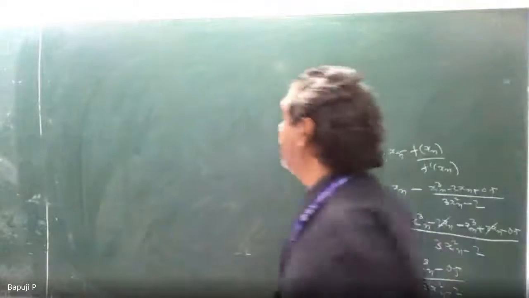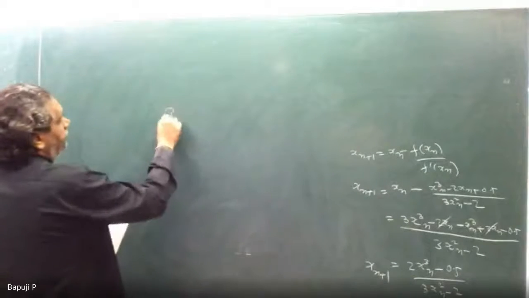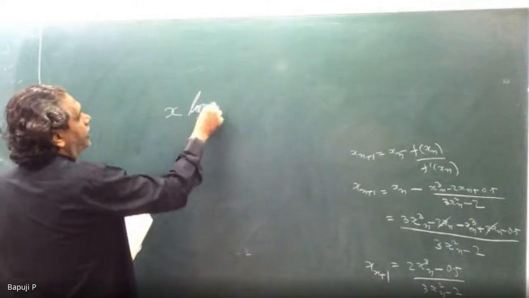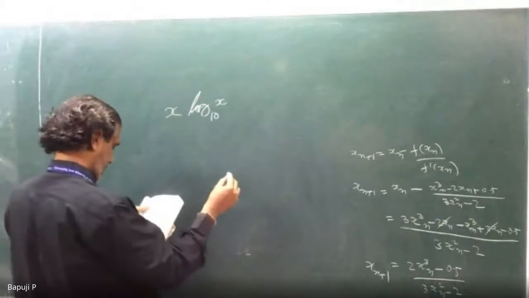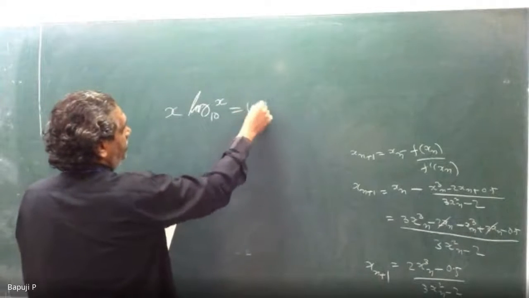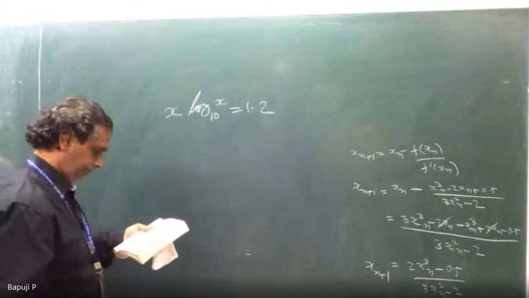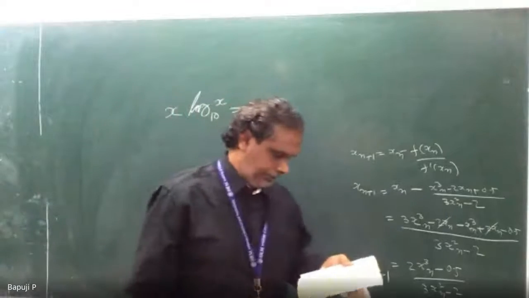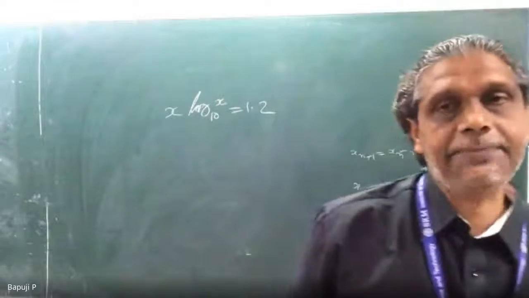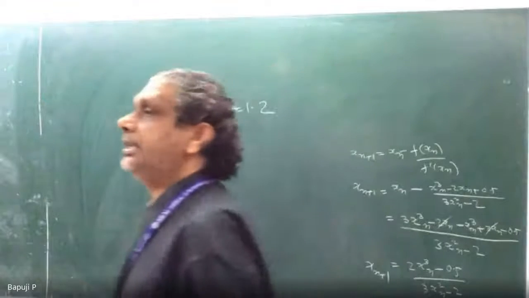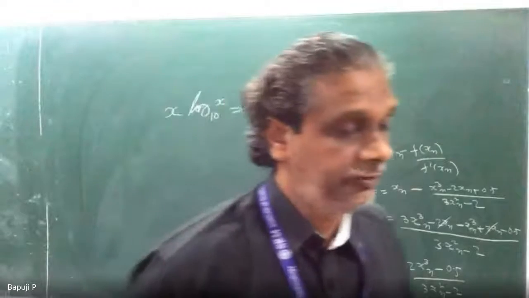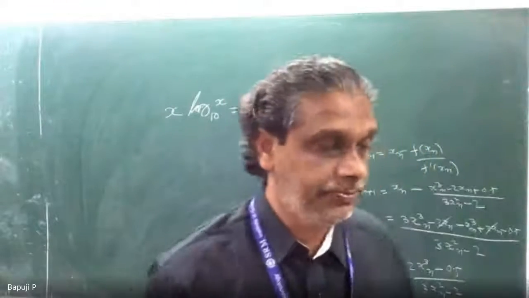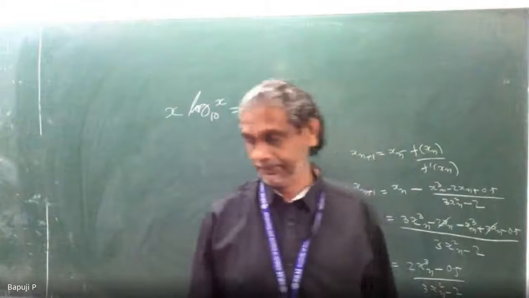Okay. Compute the real root of x log base 10 x equal to 1, correct it to 3 decimal places using the Newton-Raphson method. Correct to 3 decimal places means initially you can go for 4, 4, 4, 4 places. Finally you can stop, and round it at the third place.